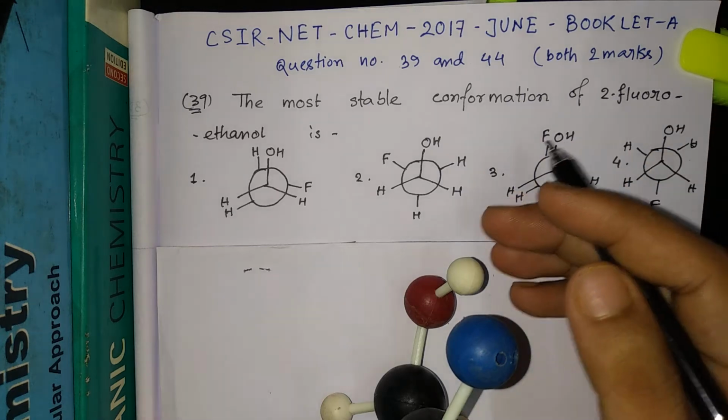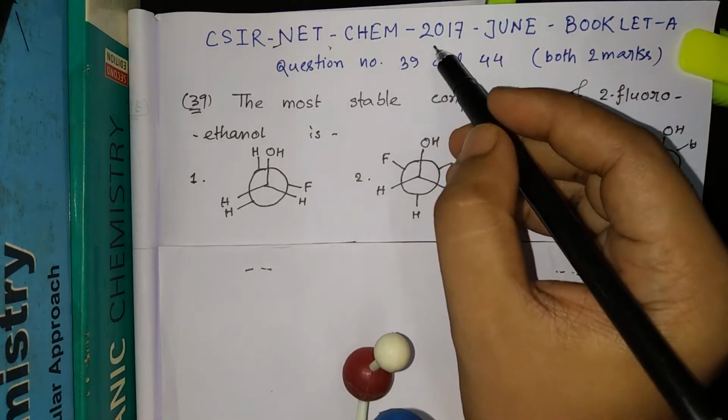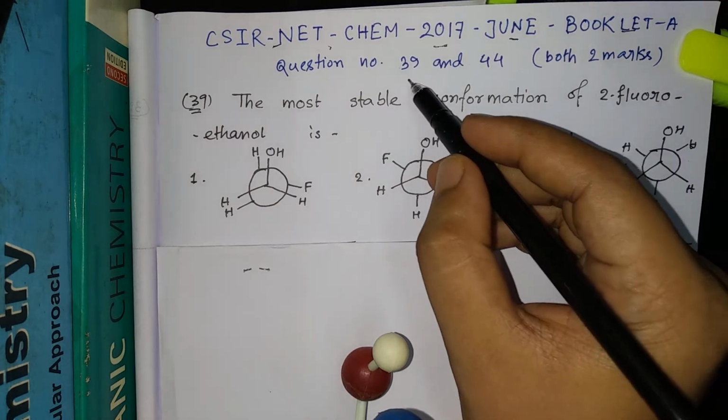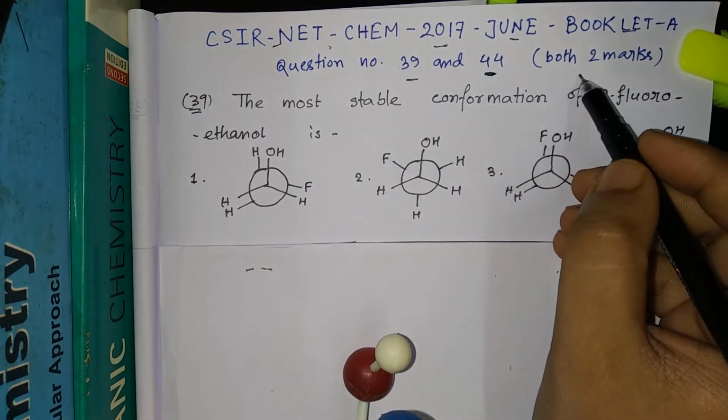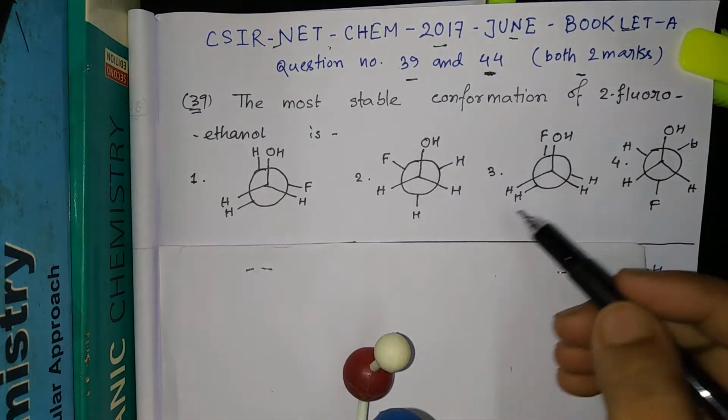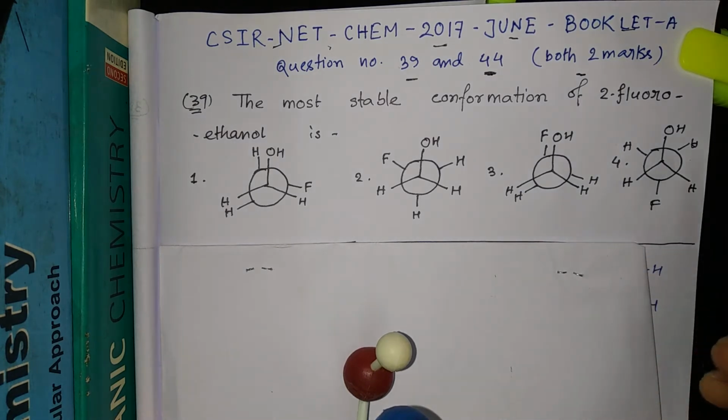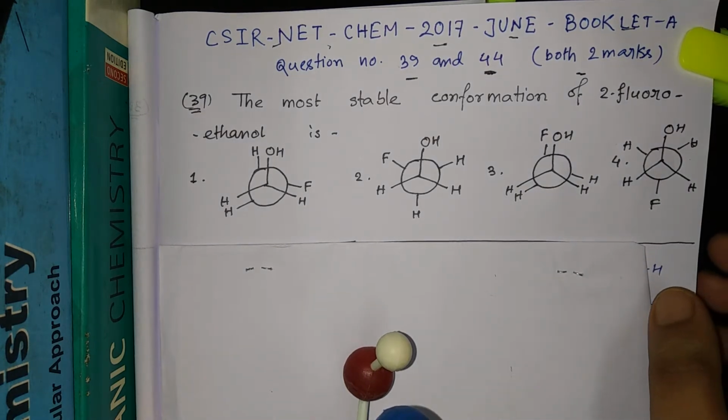Hello guys, today we will discuss the CSIR NET Chemistry question 2017 June booklet A. Question number 39 and 44, both are 2 marks questions. So this is the first question on your screen. Which one is the most stable conformation of 2-fluoroethanol?